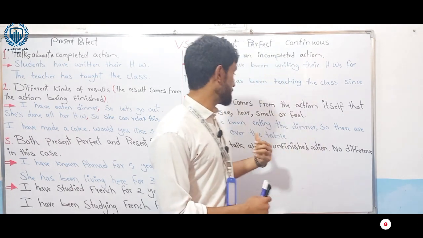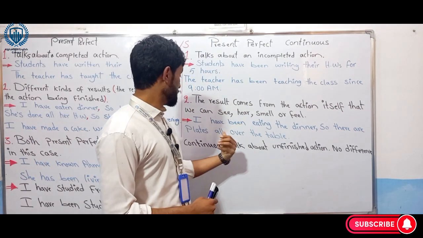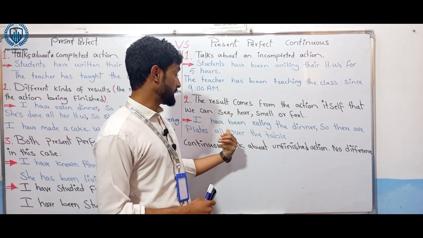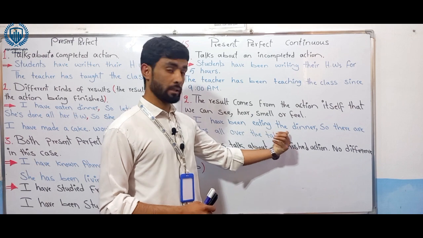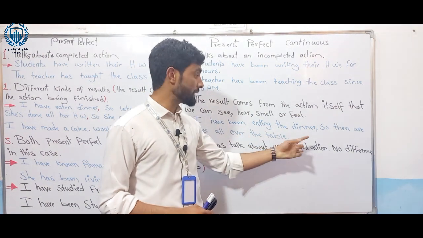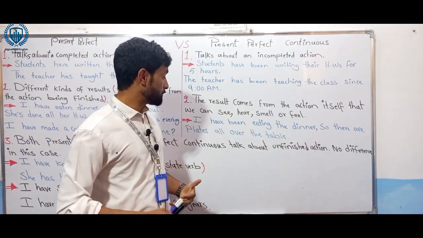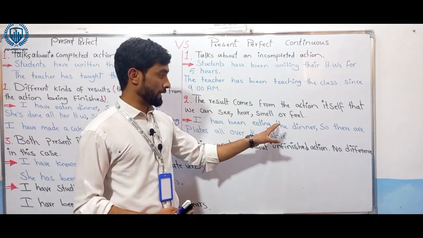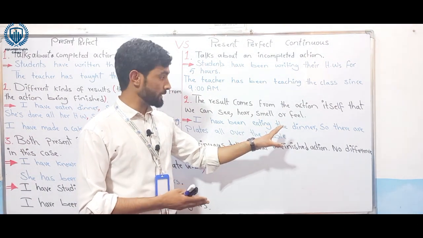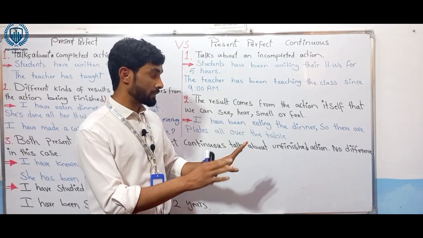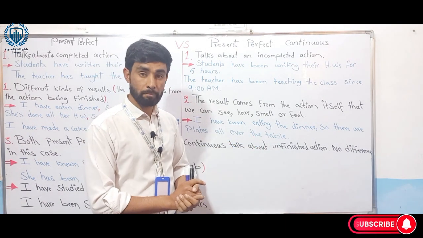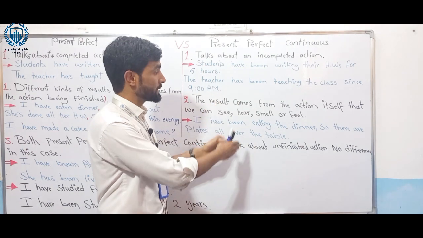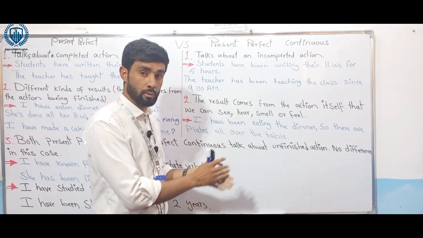But if we say this sentence with present perfect continuous tense, I have been eating the dinner, so there are plates all over the table. It means I just recently stopped eating, that's why the plates are everywhere on the table. And the present perfect continuous tense is used with this usage.